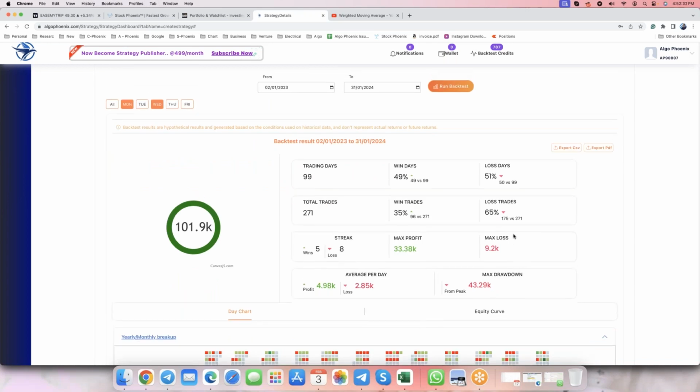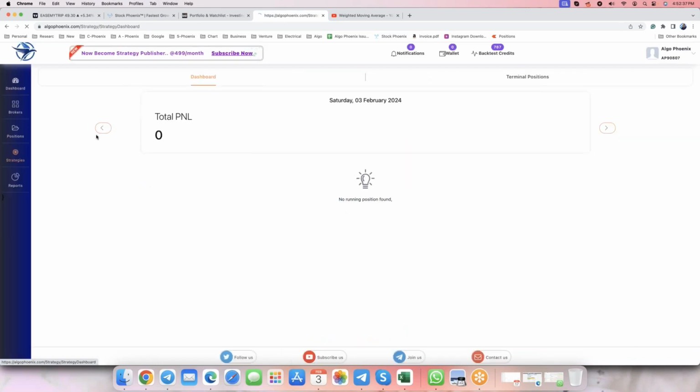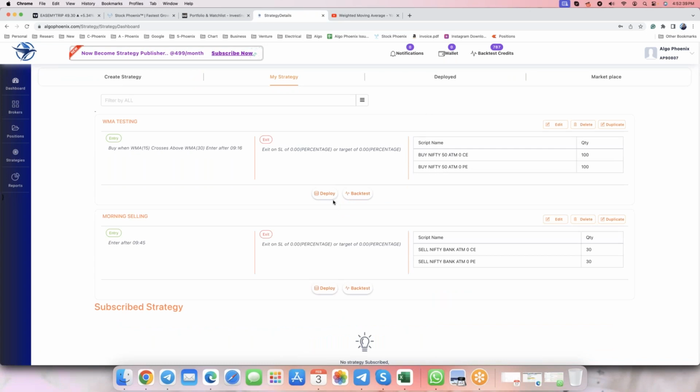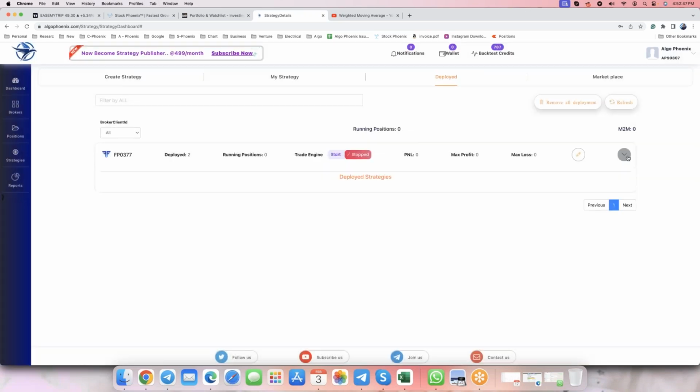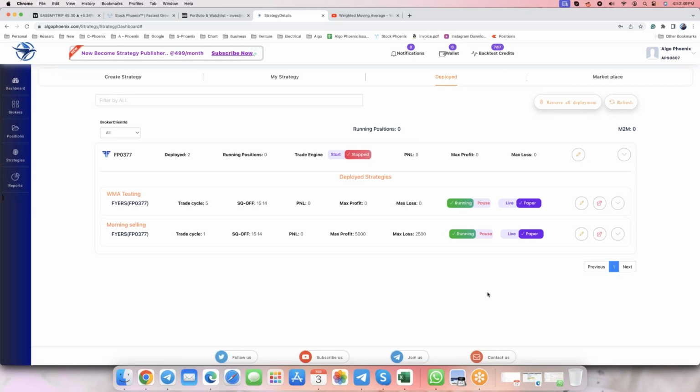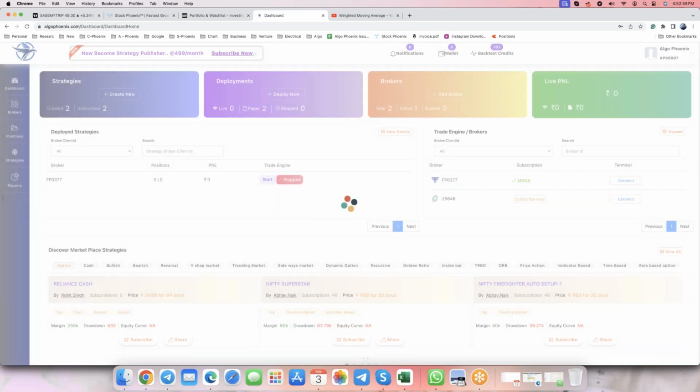Once you come to that stage, go to the strategy tab again. Whatever strategy you have designed, you can deploy it: pick any broker and go for a paper trade, and deploy in the paper trade. Now this strategy has been deployed here on a paper trade. All you have to do is come back to the dashboard in the morning, connect the broker and start the trading engine. Your work is done.